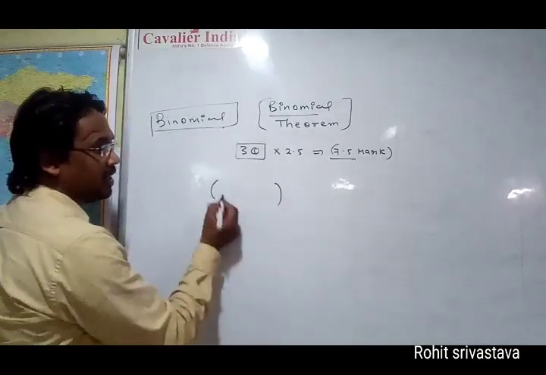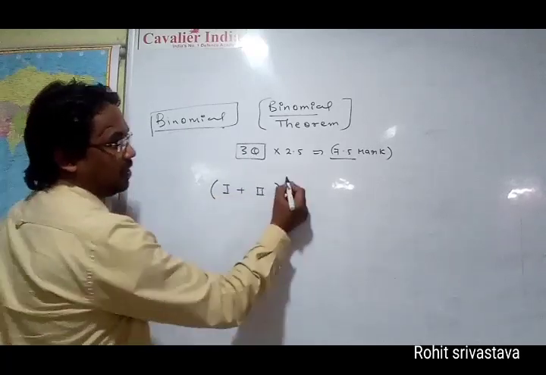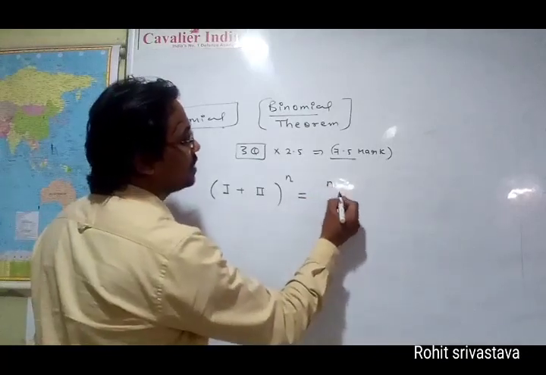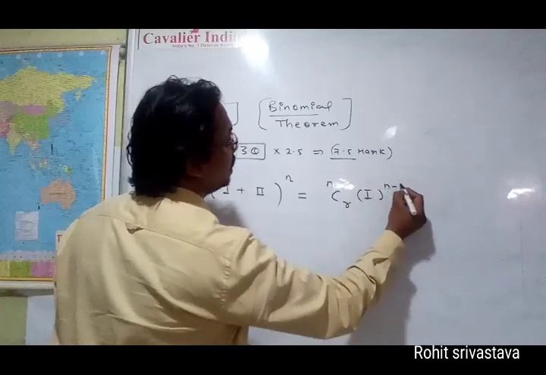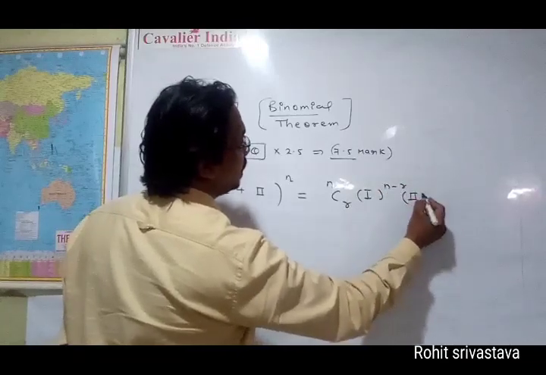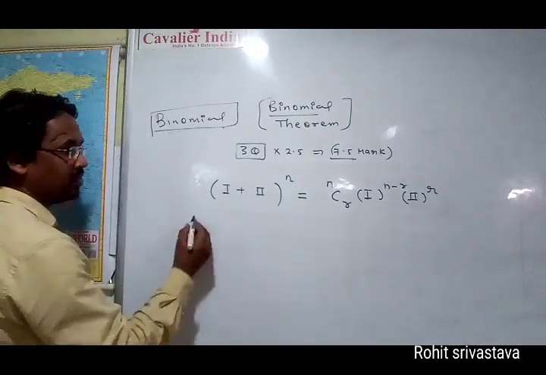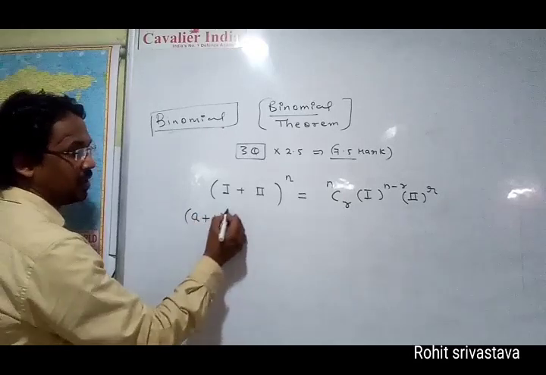He told, let's suppose we have a first term, we have a second term, and we have a power over it as n. Then we can open it as n c r, first to the power n minus r and second to the power r. And he said this by giving an example. I am writing in front of you. Let's suppose it is a, it is b, and we have a power 15 on it.